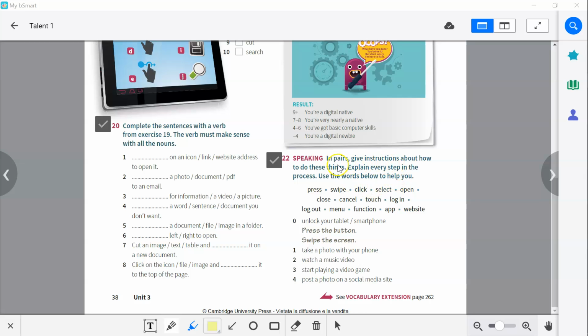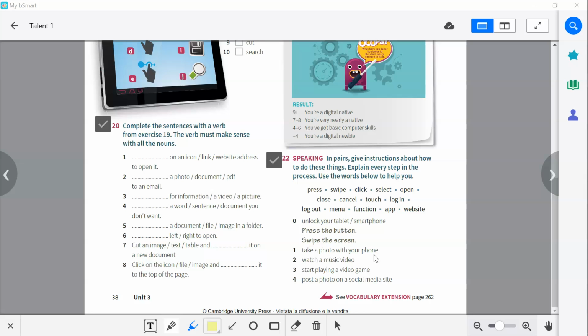You read and you say in pairs, give instructions about how to do these things. Explain every step in the process. Use the words below to help you. You have to imagine that you are with, for example, an old grandfather or an old grandmother, or a person who is not very expert with technology, and you have to explain to them how to take a photo with your phone.